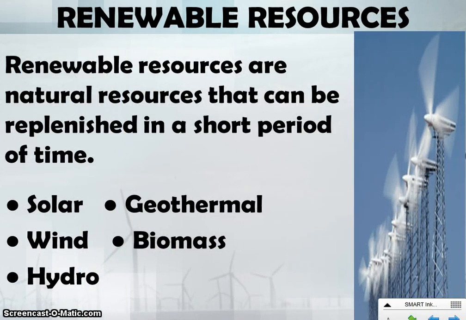All right. On the other hand, our second category is renewable resources. So these are resources that can replenish themselves in a really short period of time. So as we use them, we can replenish our supply just as fast as we're using it. In other words, they're not going to run out. Some examples of these would be solar, wind, hydropower, geothermal, and biomass. And I'm going to break those down a little bit more for you.